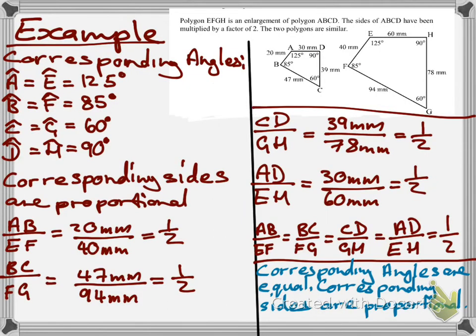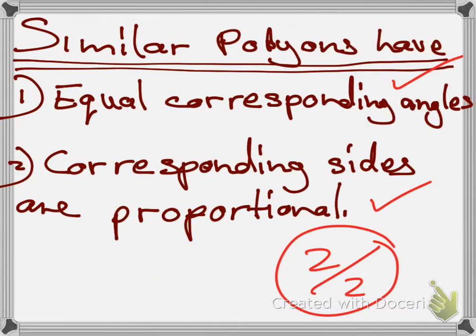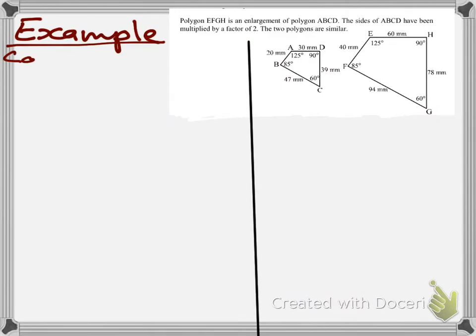Right, now let's look at an example. Let's say you are given two polygons. Polygon EFGH is an enlargement of polygon ABCD. The sides of ABCD have been multiplied by a factor of 2. The two polygons are similar. So let's show what properties similar polygons have.